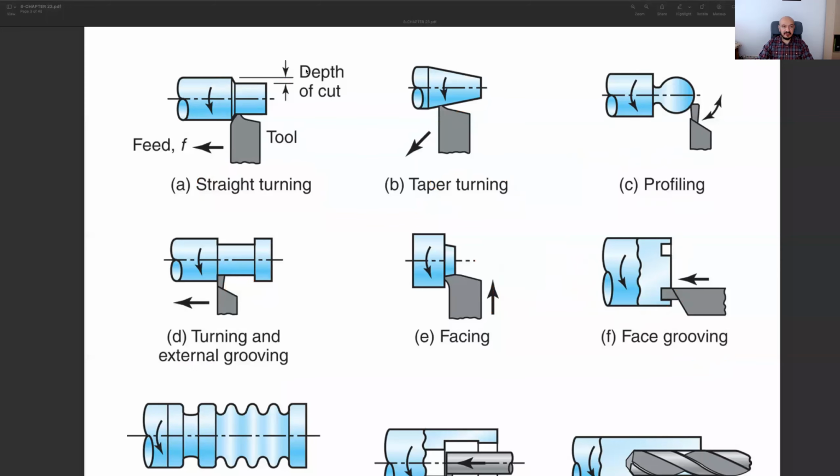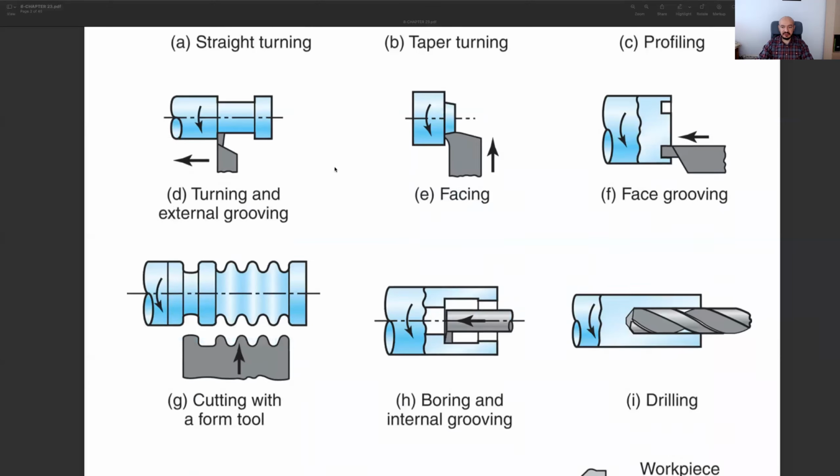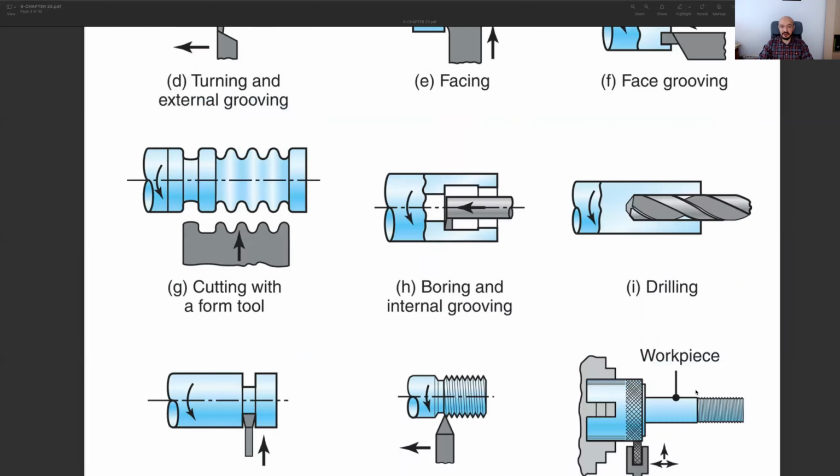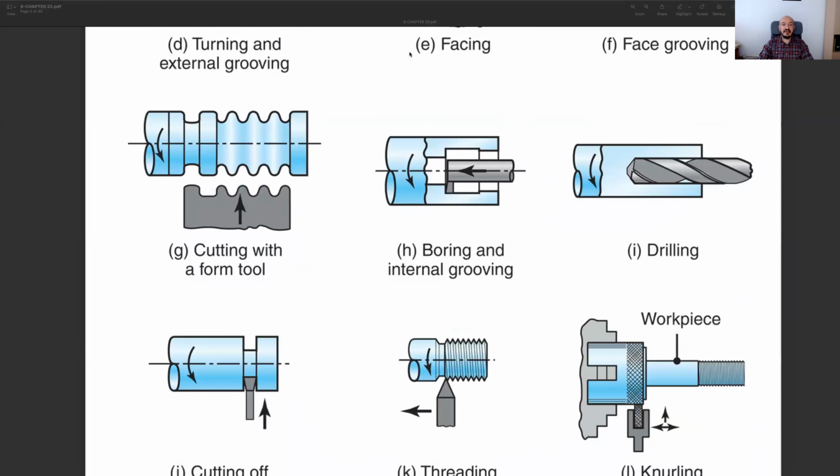Now let me move to the other operations here. So we discussed 6 of them and plus knurling, 7 of them. Now we have 5 remaining operations. So you can see that the turning operations, the operations we can perform on the lathe machines, are quite versatile. We can perform various operations and have difficult products machined on our lathe machine.